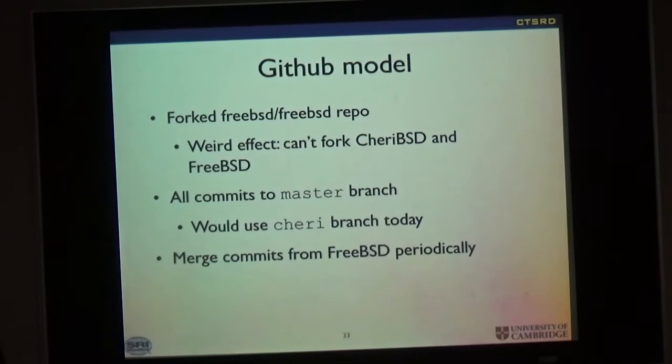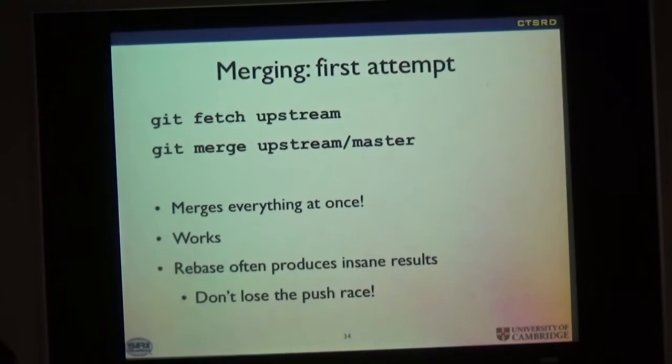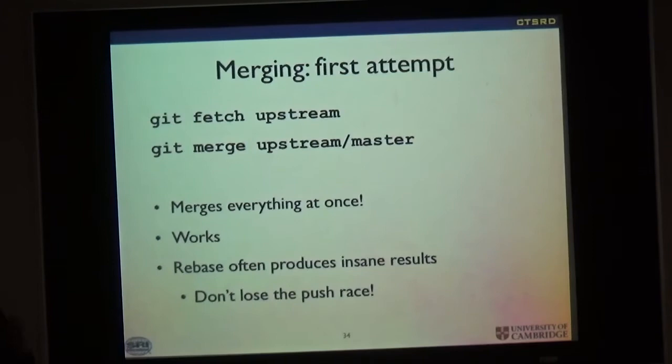So that would have been slightly better. And we merge commits from FreeBSD periodically. It's a bit more about merging because it's consumed weeks of my life. So the first attempt was you just fetch the whole upstream project and you do a git merge of that on top. It merges all of the changes since the last time you merged, all in one merge commit.